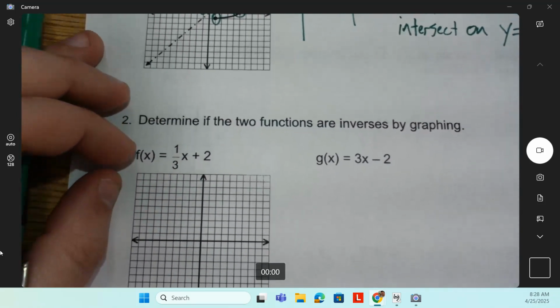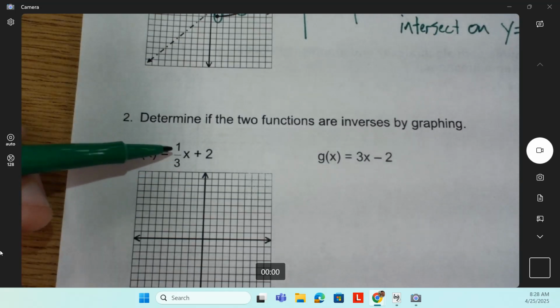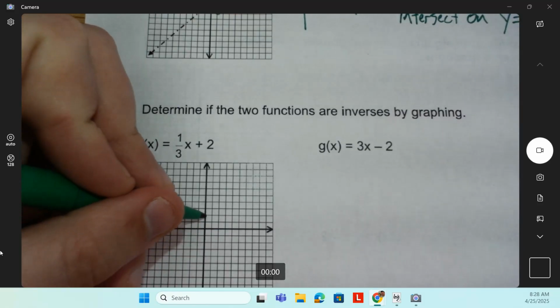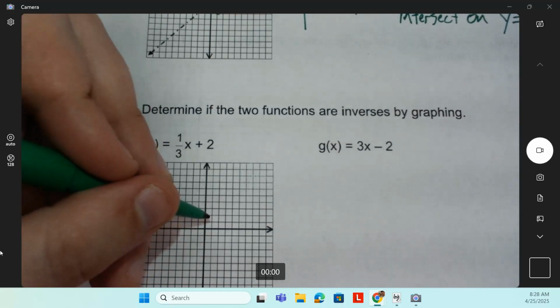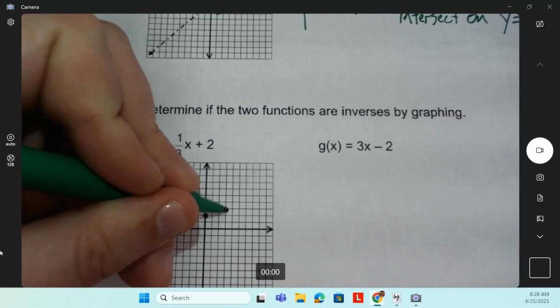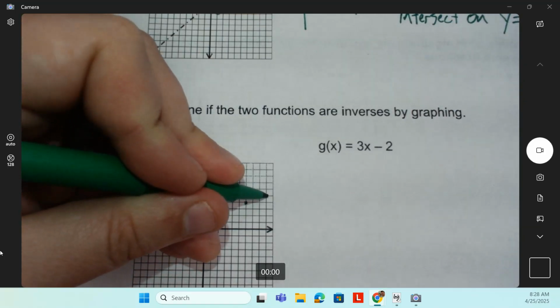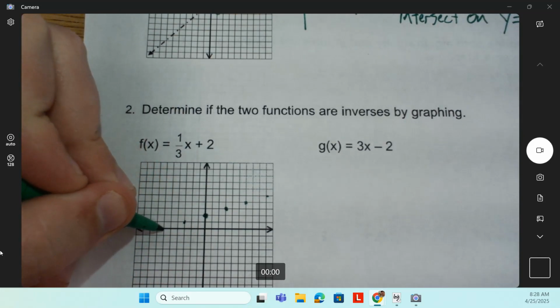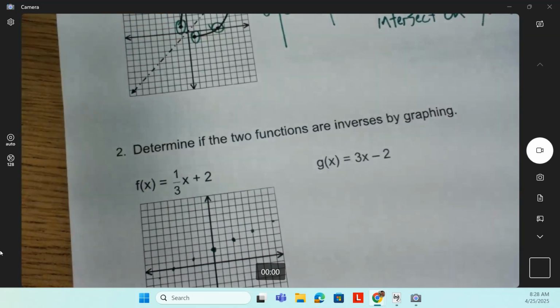Looking at the two functions that we have here, we're going to graph these to see if they are inverses. So 1/3 x plus 2, that means my y-intercept would be a 2. And then a slope of 1/3, go up 1, to the right 3. Do that a couple times. Down 1 to the left. And draw my line there.